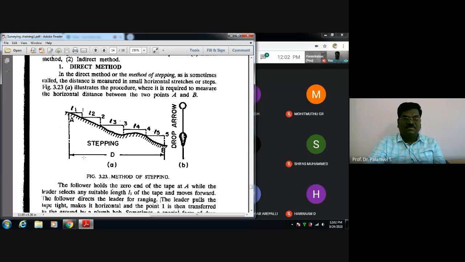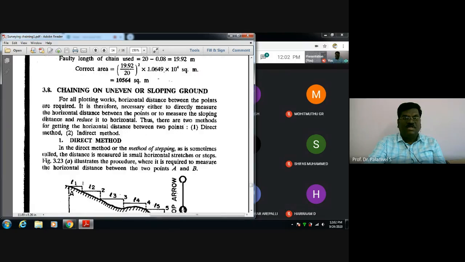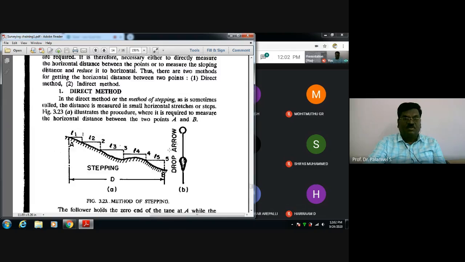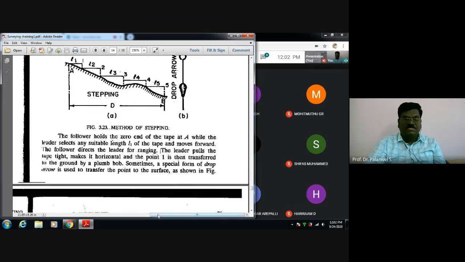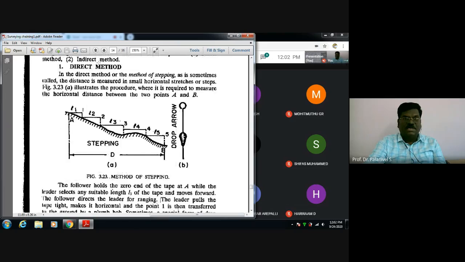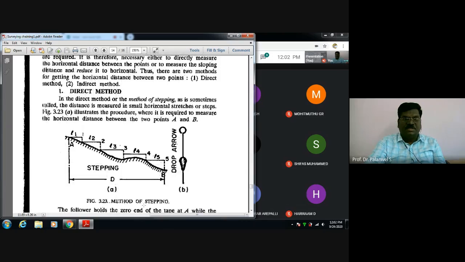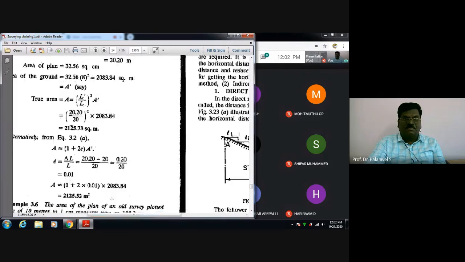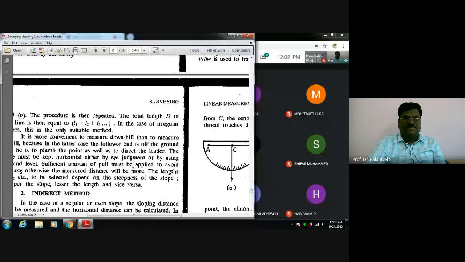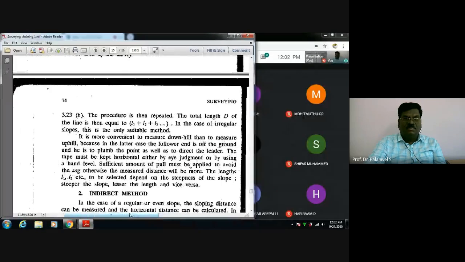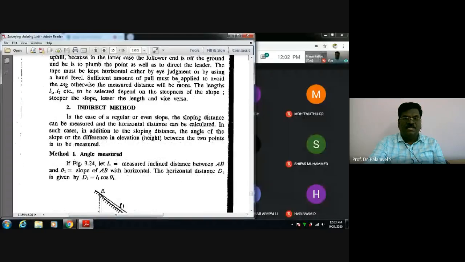So the horizontal distance between these 2 points A and B equals L1 plus L2 plus L3, L4, L5, L6, like that. You add the measured lengths in the horizontal direction. This way, by the direct method, we do chaining on uneven or sloping ground. If you read it, you will understand. Once you understand this title, if you draw this sketch, it is more than sufficient. Nobody will go through your text, so you will not memorize the text. Wherever you have sketches like this, it's better to practice drawing them neatly.